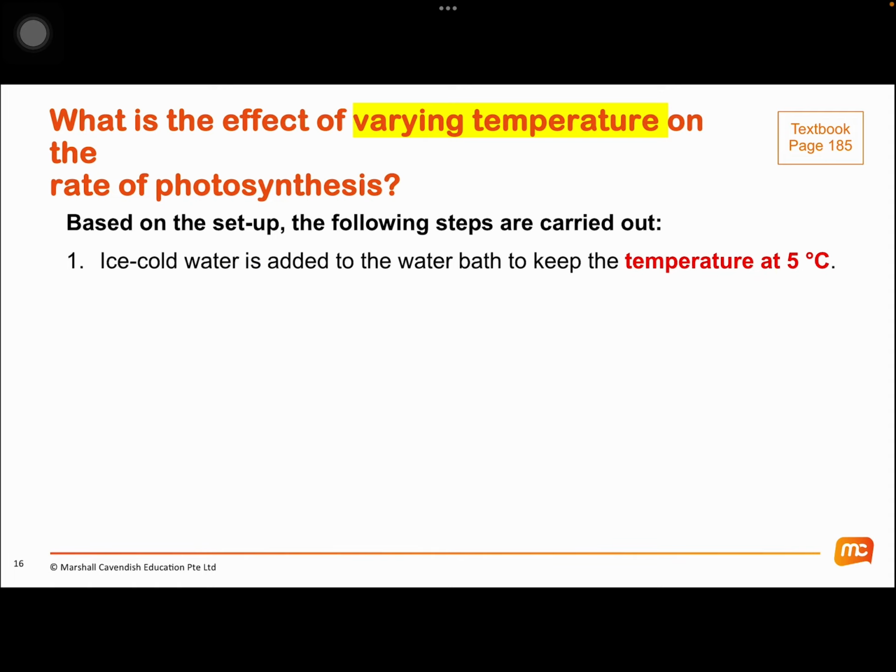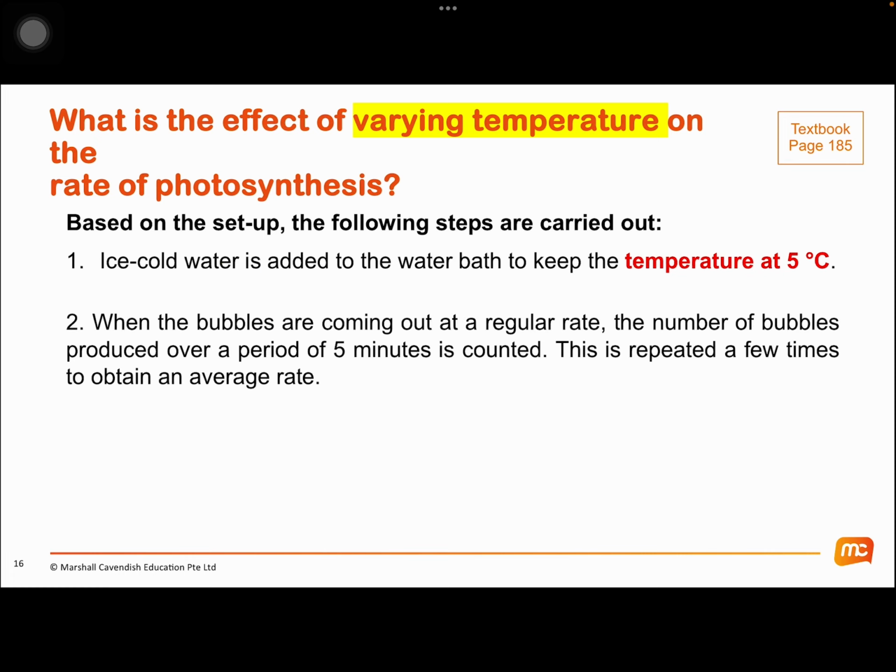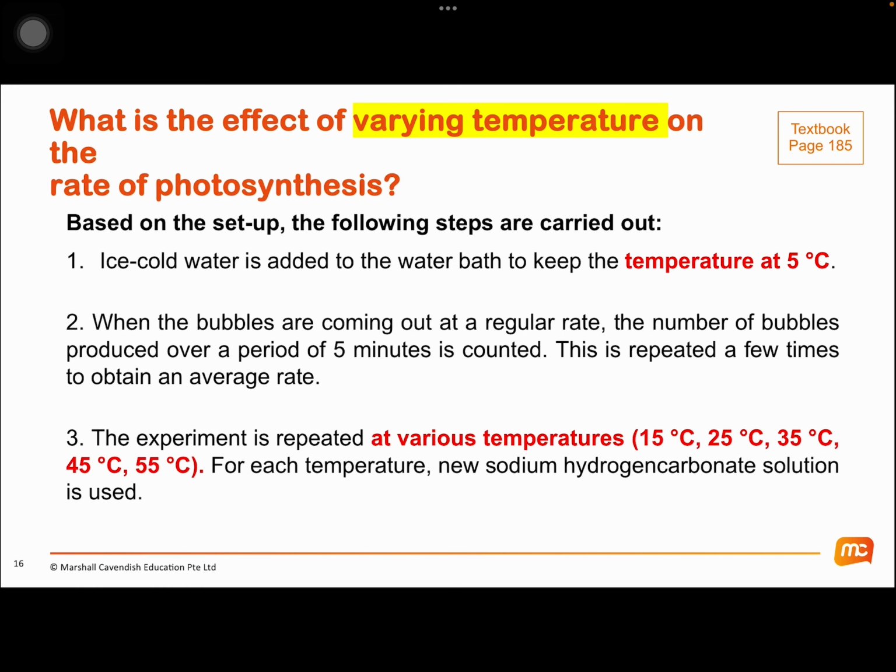If we don't have the electronic one in the lab, we have to control the temperature manually. So we can start off with a low temperature of 5 degrees Celsius and then measure the number of bubbles produced over a period of time. Then we vary the temperature to 15, 25, 35, 45, 55 degrees Celsius by adding hot water. So that is the old traditional way of regulating the temperature.